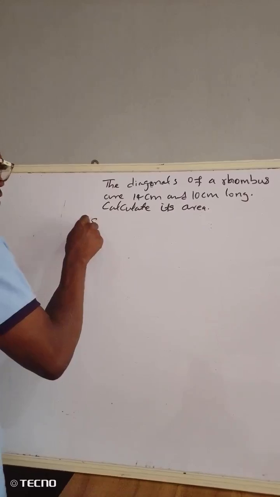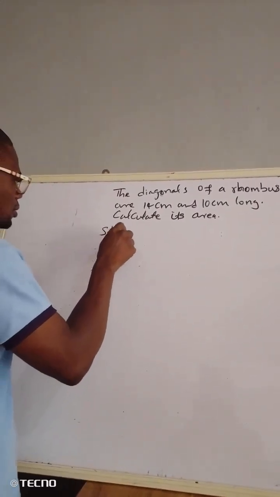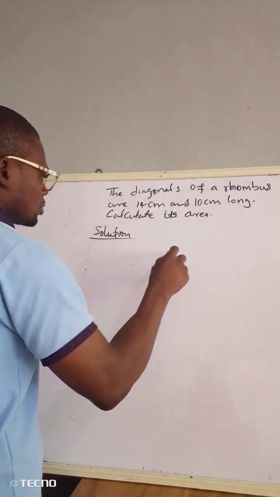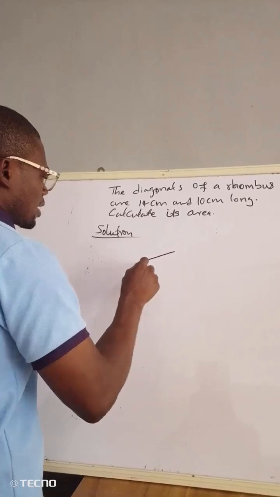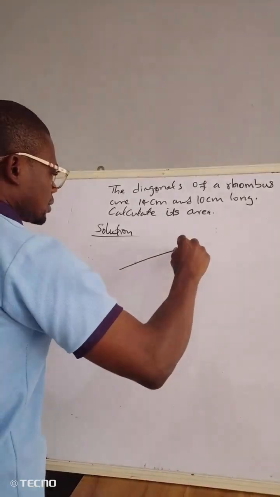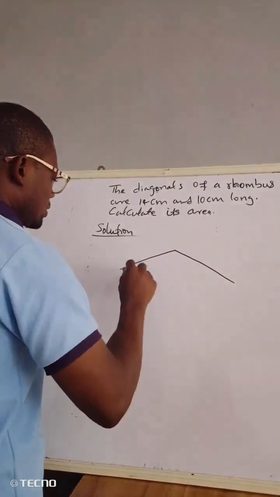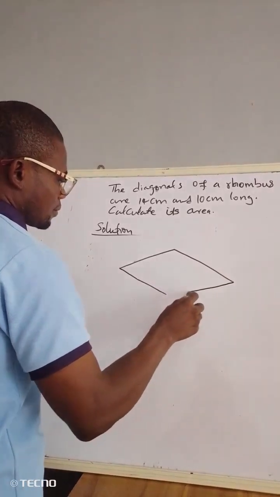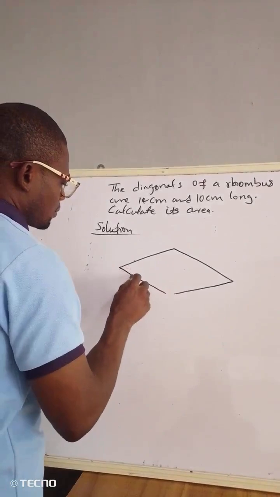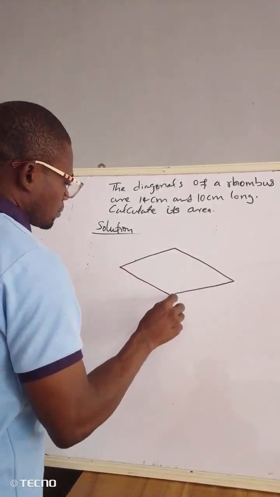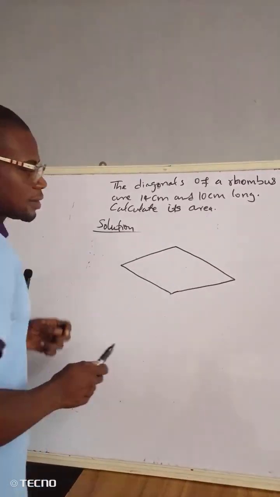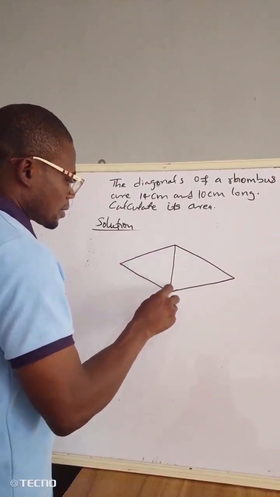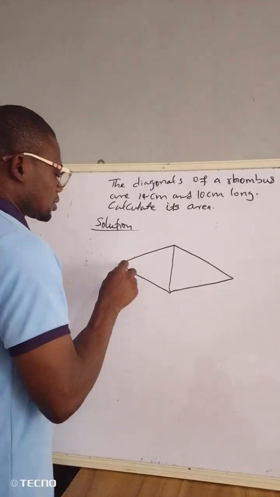So what you need to do is this. Let's draw the rhombus. Sometimes it looks like a kite, but it's not a kite. Easy. Alright, this is the rhombus. These are the diagonals.